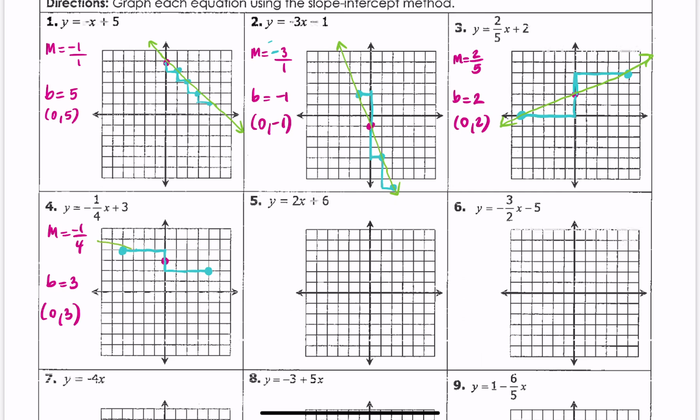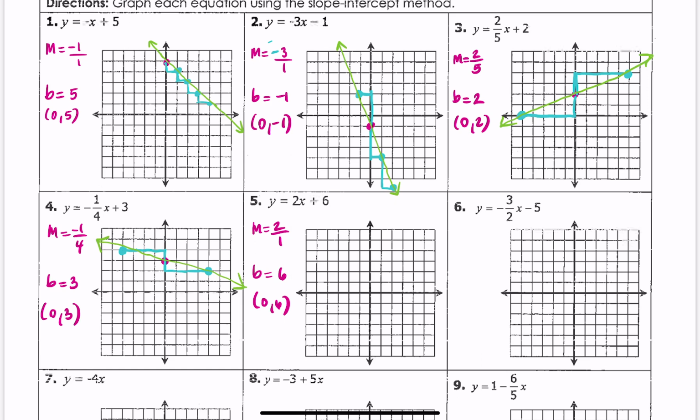And now I can draw my line, which isn't beautiful because I don't have a ruler, but you'll have a ruler, so yours will look better than mine. Okay, number 5, m is 2, but I want a fraction, so I'm going to write 2 over 1. b is 6, so that's going to be (0, 6) where it crosses.